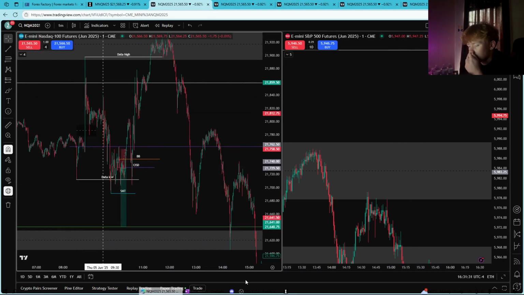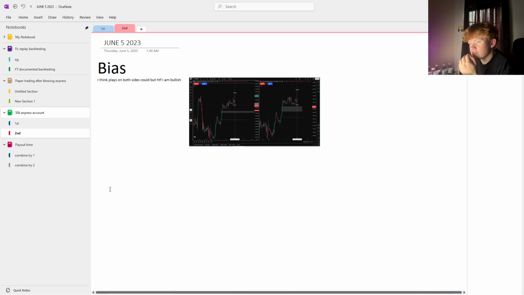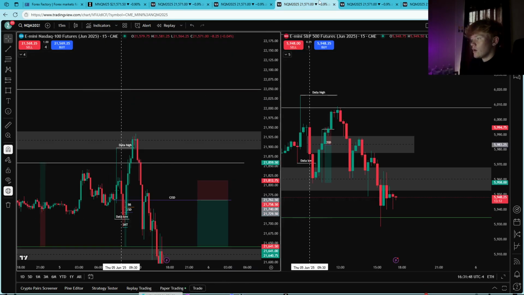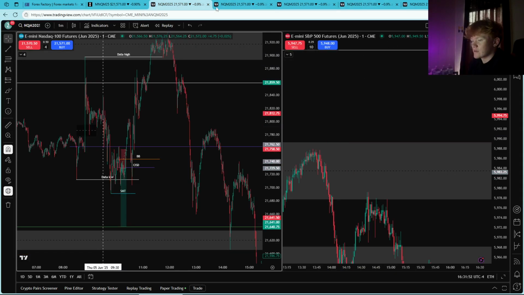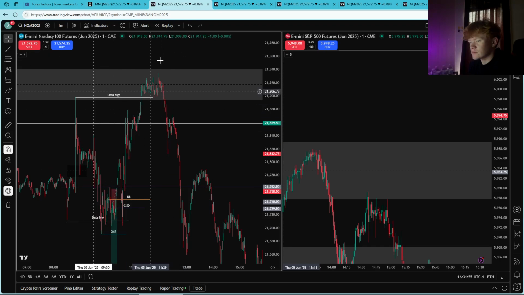Okay, so going into the day, let's go to my buys. I said I think plays on both sides, but high time frame I'm bullish. And I guess I was kind of right. Bullish was the good trade off of open, but then after that bearish.